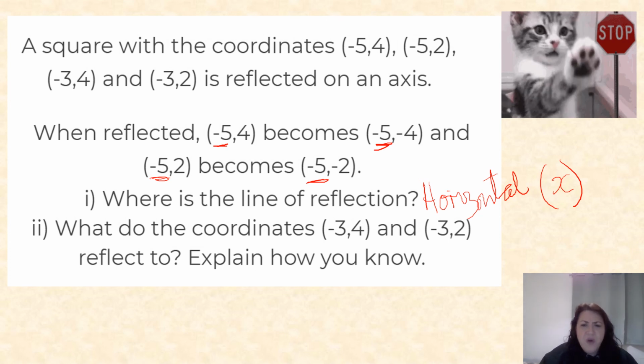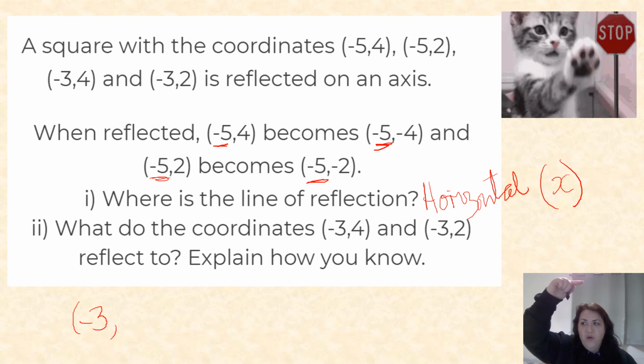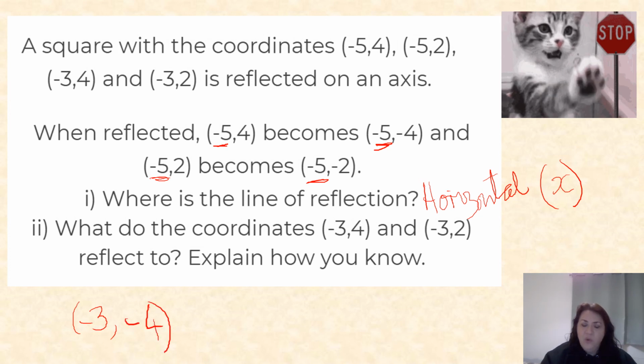What do the coordinates -3, 4 and -3, 2 reflect to? Okay, if it's on the same horizontal line, then I know it's going to have -3 first, because that doesn't change. Now, if we've come 4 up, that's 4 away from our horizontal axis. 1, 2, 3, 4. So that means it's got to come down 4, doesn't it? And if our x-axis is 0, what's 4 below 0? I think that must be -4.